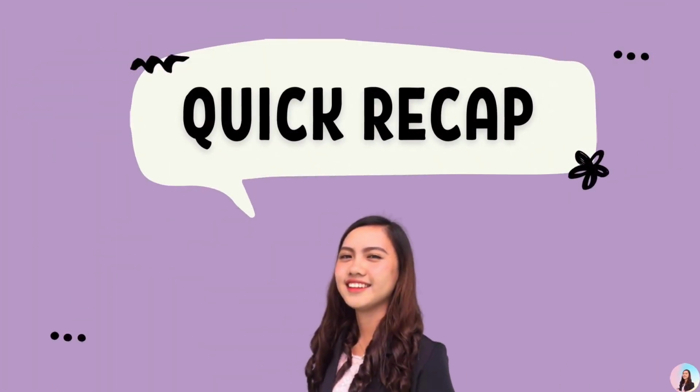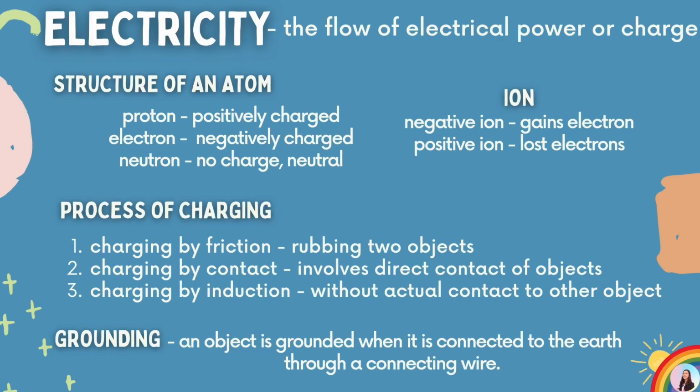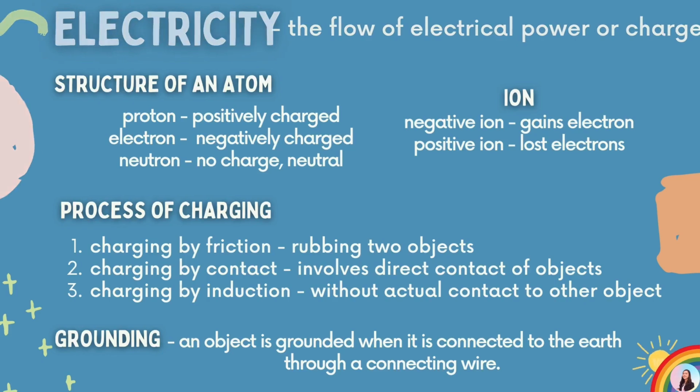That's it. Let's have a quick recap. In this video, we discussed electricity, the particles of an atom which are the proton, electron, and neutron, ions which are the negative and positive ion, the processes of charging, and grounding.